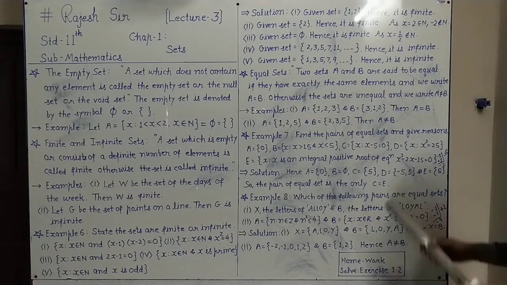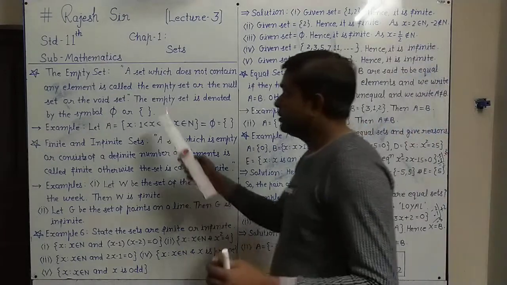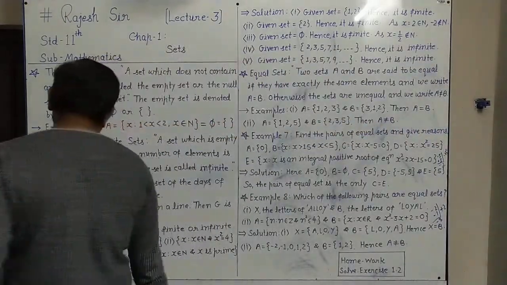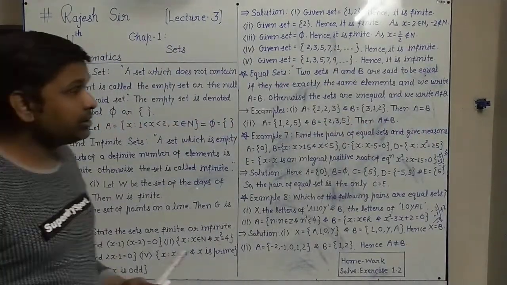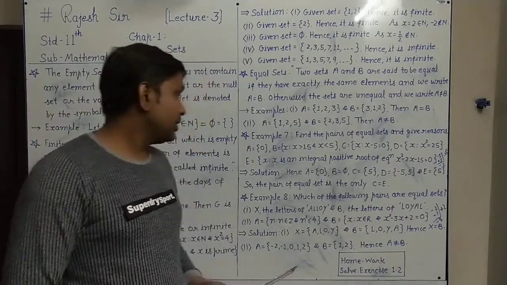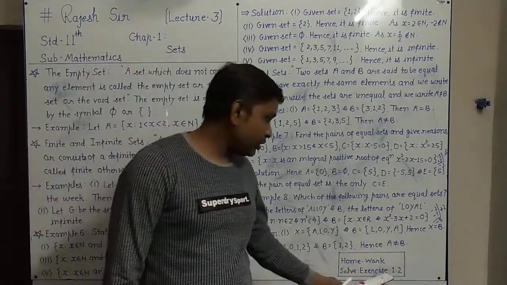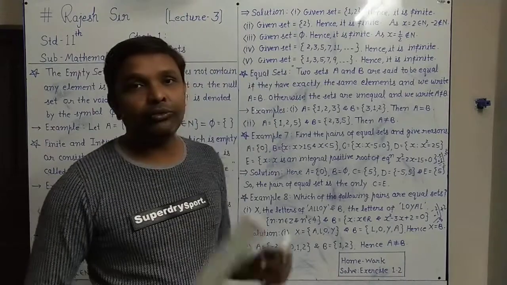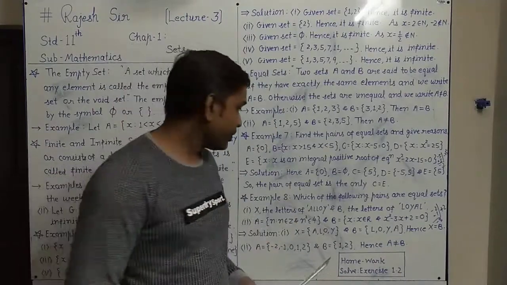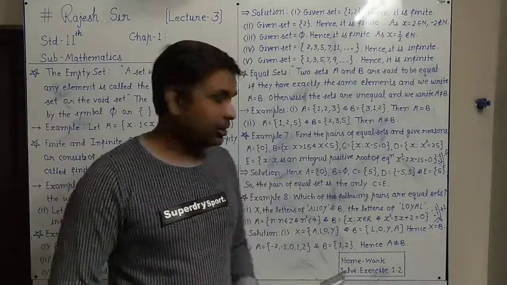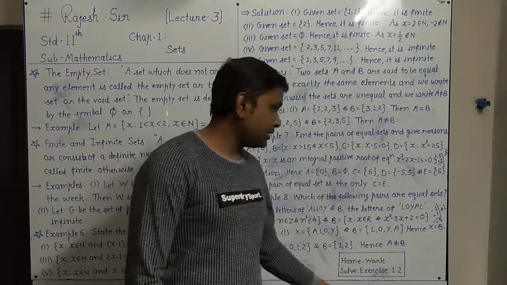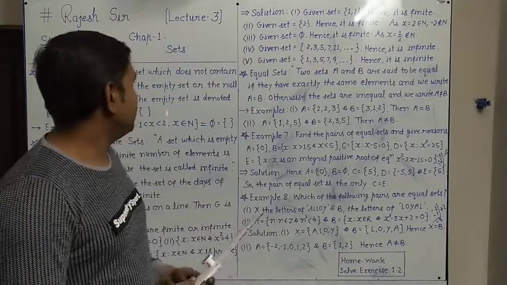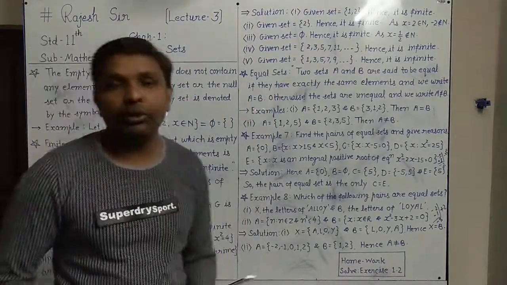So this way, equal and unequal pairs, empty set, finite, infinite, all the definitions with examples we have seen in this lecture. And after this, we have exercise 1.2, in which you will find this type of questions and you will be able to solve them. So it is your homework to complete and solve exercise 1.2. And for these lectures, you have to write it well and continue.